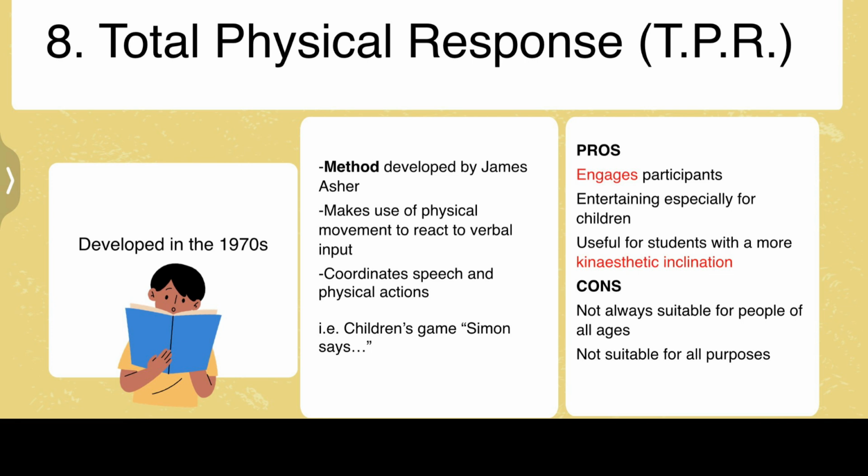Total physical response developed in the 1970s, and it is a method which was developed by James Asher. It makes use of physical movement to react to verbal input. It coordinates speech and physical actions. One example of T.P.R could be the children's game Simon Says.